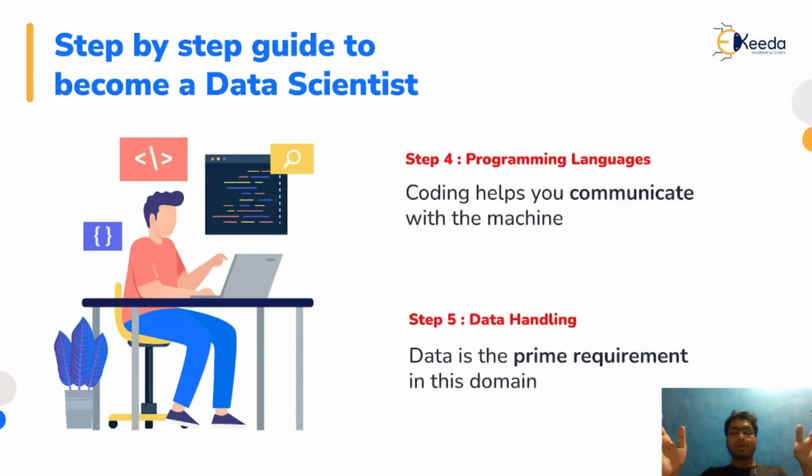Step 4 is programming languages. Now you have understood mathematics, statistics, and you have also seen machine learning algorithms, but how will you implement them? That is where programming languages come into the picture. Whatever you have learned in mathematics, statistics or machine learning, you should be able to code it in the proper format so that machines can understand what you want to do. Basically, coding helps you to communicate with the machine.